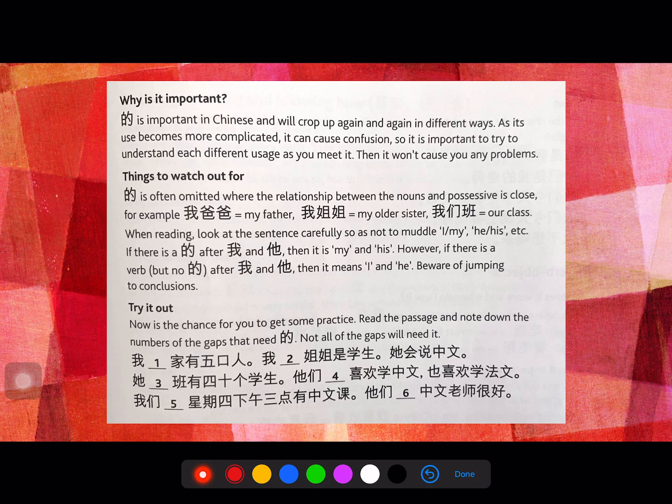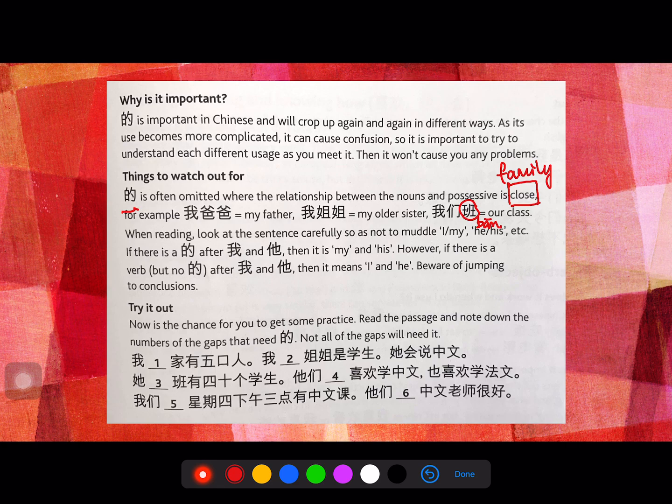Things to watch out for. 的 is often omitted where the relationship between the nouns and possessive is close. For example, for a family member, your relationship is close, so you don't need to say 的. For example, my father is 我爸爸 and my older sister is 我姐姐. Our class is 我们班. This is what we are going to learn next. To say class is 班. So you don't say my class, you say our class, 我们班.